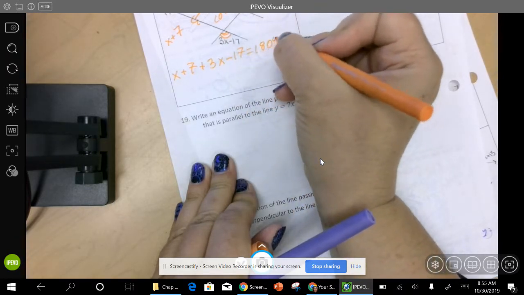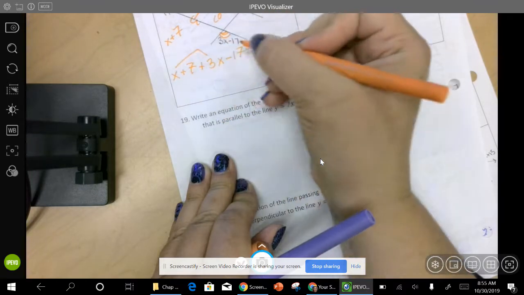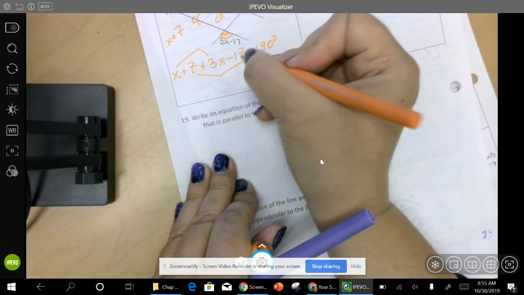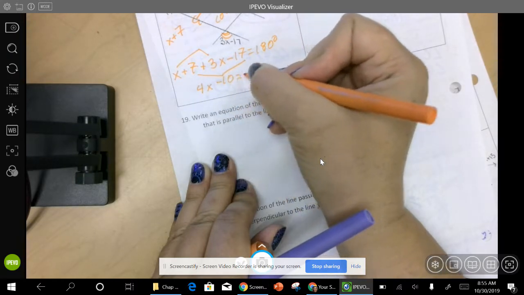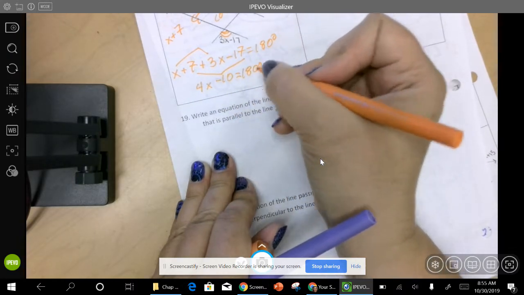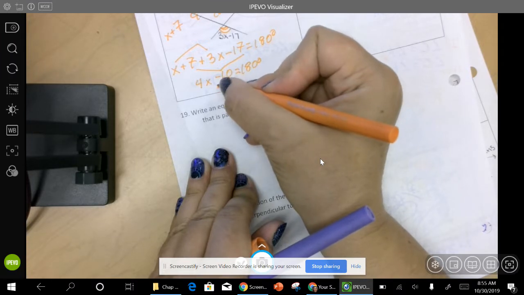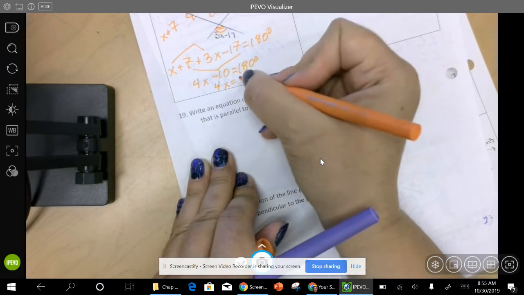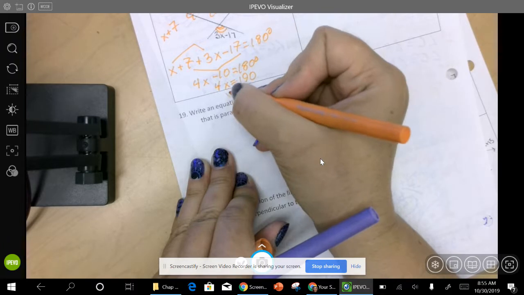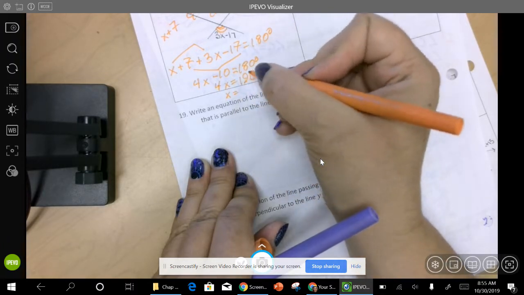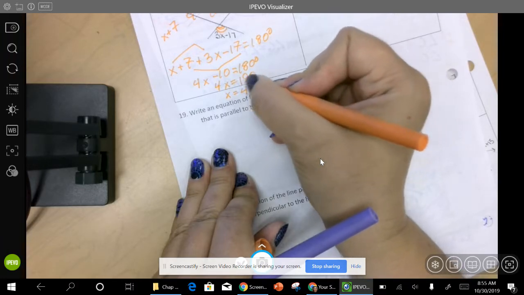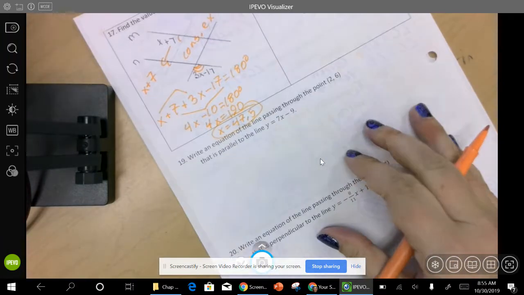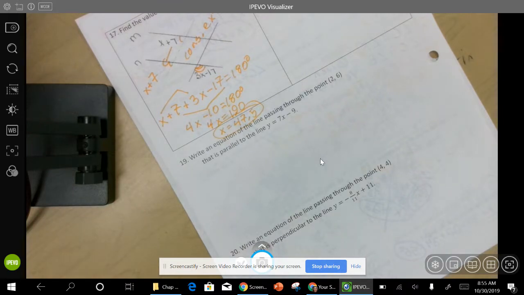Remember, we always combine like terms, so I'm going to add my x's together and my numbers. Okay, so we're going to have 4x minus 10 is equal to 180. Add 10 to each side, so I get 4x is equal to 190. 190 divided by 4 is 47.5. Okay, so everybody know you can get decimals. It is okay to do that.